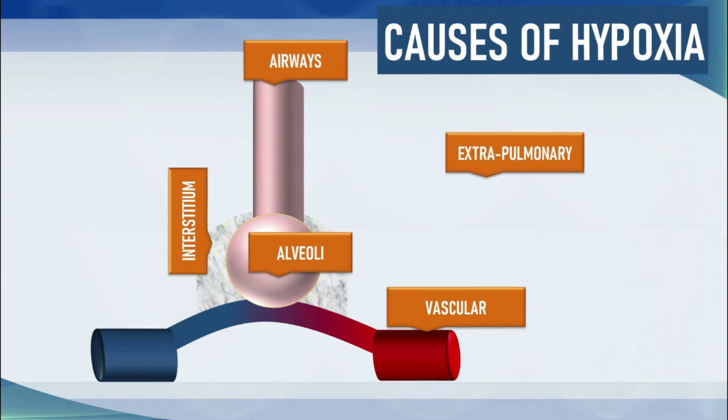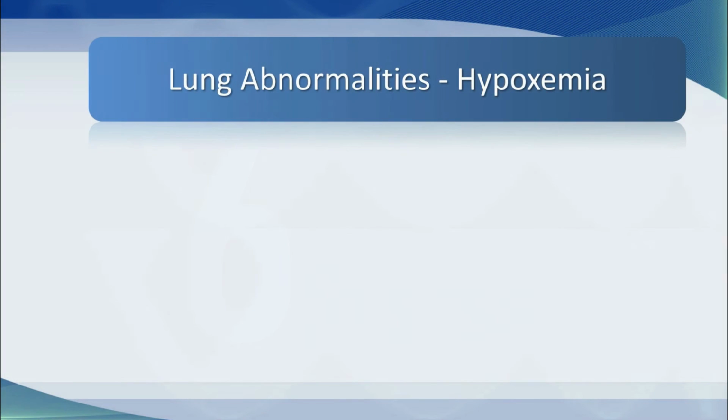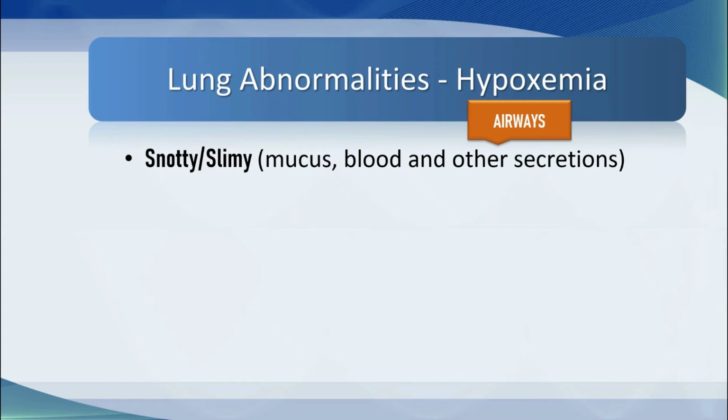An easy way to remember the system is what I call the 6S approach to hypoxemia. Start off with the airways. And the airways may be obstructed with snotty material or slimy material. So this is blood or mucus in particular or other secretions, and this is astonishingly common in clinical medicine where there are tons of secretions just blocking up the airways. It's particularly a problem of patients who can't cough.